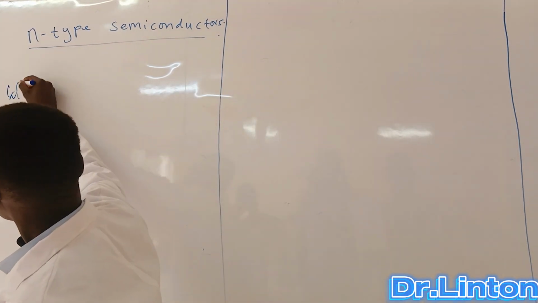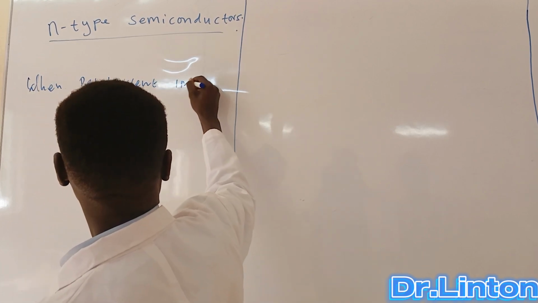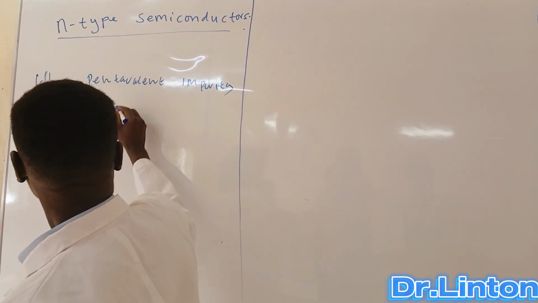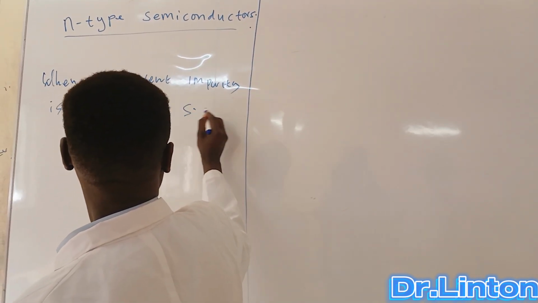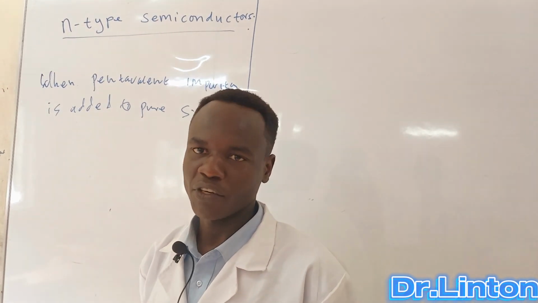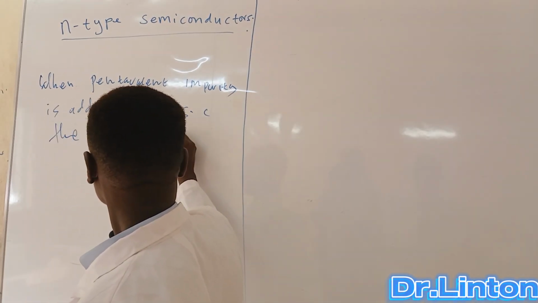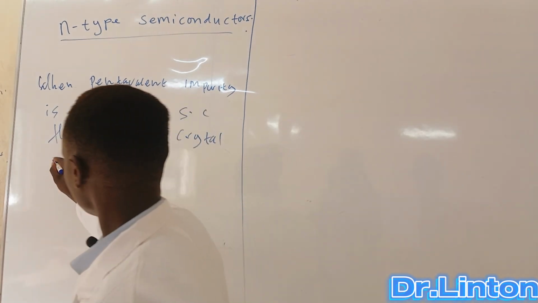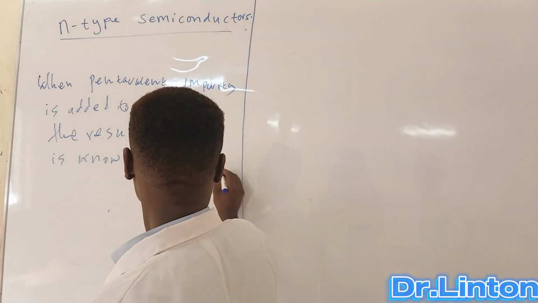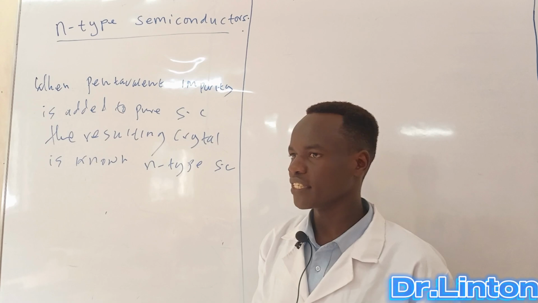When a pentavalent impurity is added to pure semiconductor, the resulting crystal is known as n-type semiconductor.